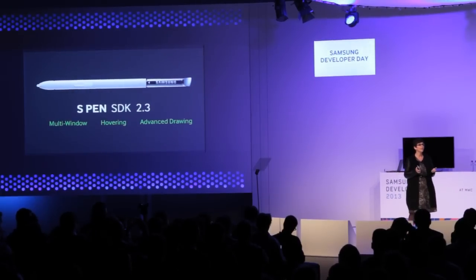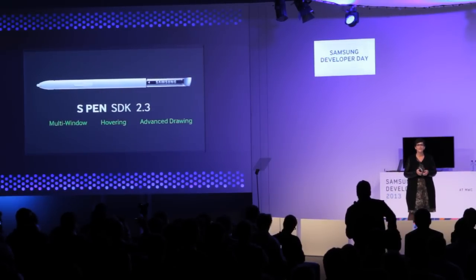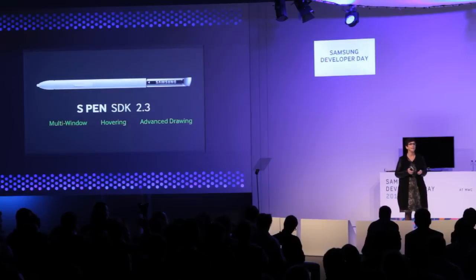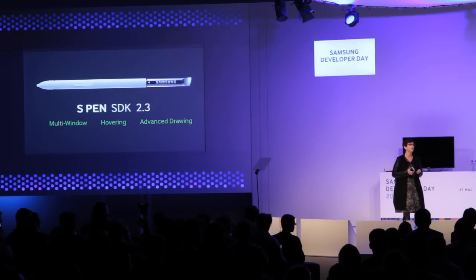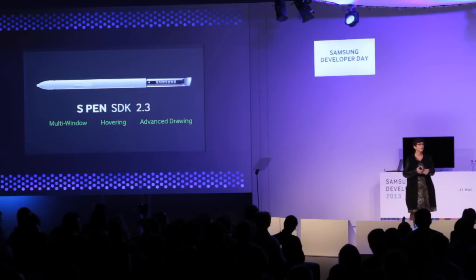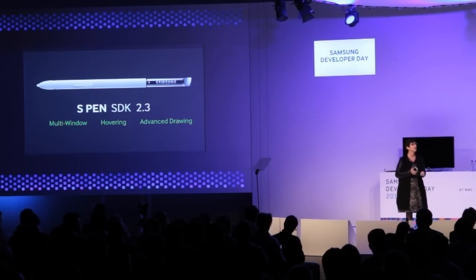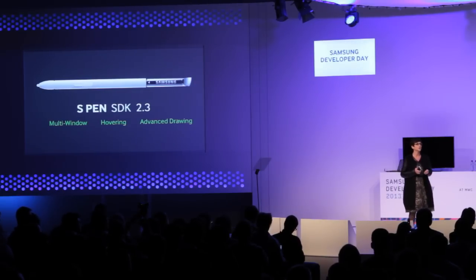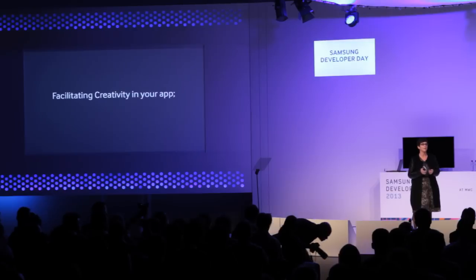Now, on top of all of this, new APIs have been released. You can download the S Pen SDK 2.3 from developer.samsung.com starting from today. And on the developers forum, you can get related content and ask and answer questions as well.